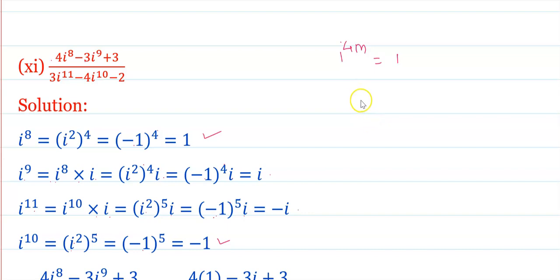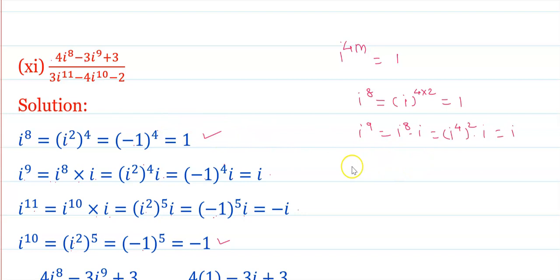In a similar way, i raised to 8, its value is directly 1, i raised to 4 into 2. It is 1. i raised to 9. i raised to 9 ची व्हॅल्यू जर काढायची असेल तर i raised to 8 into i. i raised to 8 means what? i raised to 4 and its bracket square into i. i raised to 4 is 1 and overall it is i.